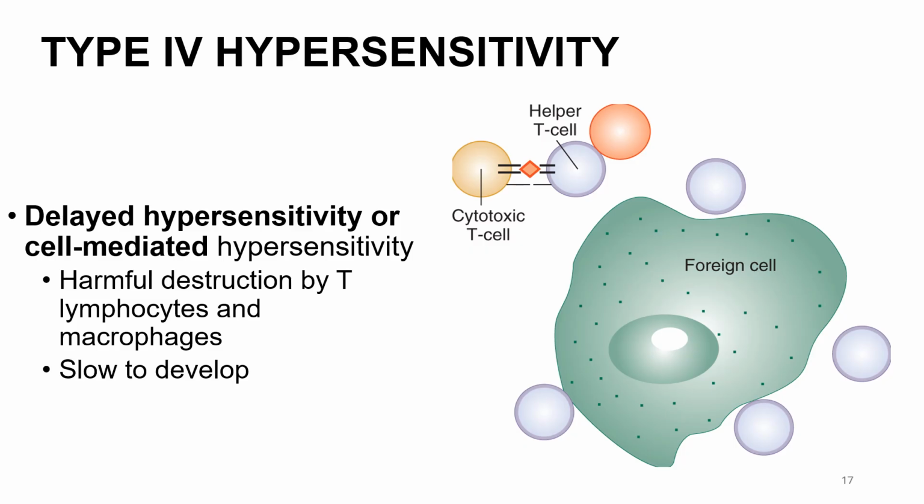A fun analogy: type 1 is a grenade, type 2 is a targeted missile, type 3 is shrapnel everywhere, and type 4 is a slow demolition crew with clipboards.